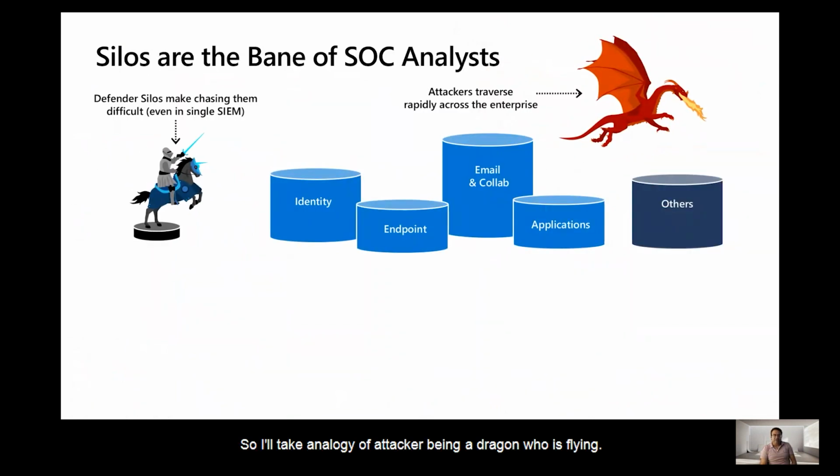So I'll take an analogy of the attacker being a dragon who is flying over various services and information silos and your infrastructure. Attackers act like this. They are literally not bound by anything, from a role or responsibility perspective or data privacy or regulations. They just use any means they can to jump across infrastructure to infrastructure, service to service, user to user, and endpoint to endpoint, thus making sure they can do maximum damage.